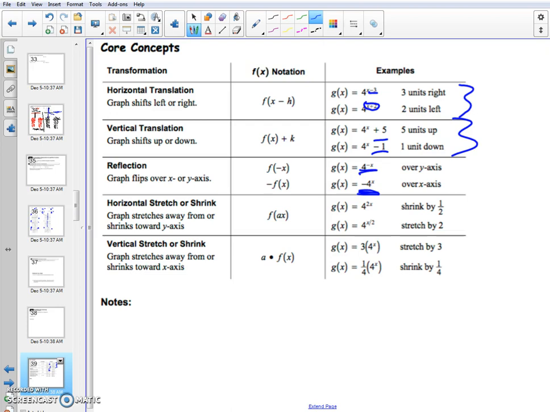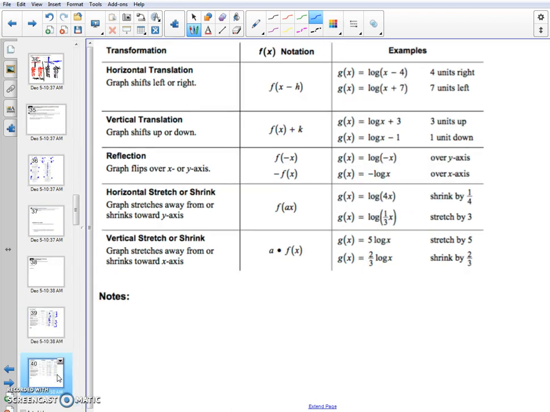Horizontal shrinks or stretches, we'll do just a little tiny bit with these. We'll see more vertical shrinks and stretches. That is when the variable is being multiplied by something. For the vertical stretch or shrink, the one we're more used to, I'm seeing that value out in front of my base, so nothing's happening to the exponent there. For horizontal, my exponent is being multiplied by something. Vertical, it's out in front of my base. All right, so that's for exponential.